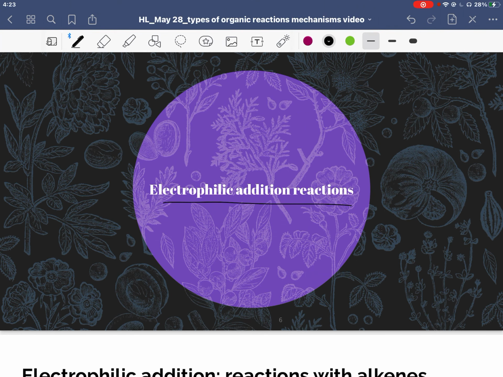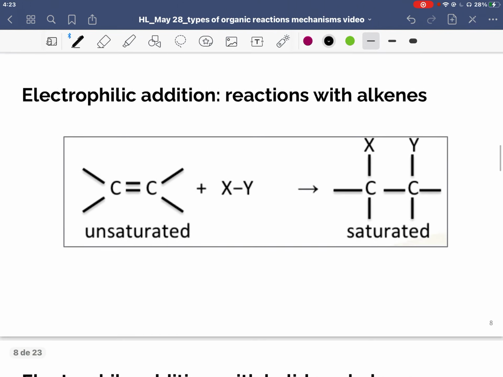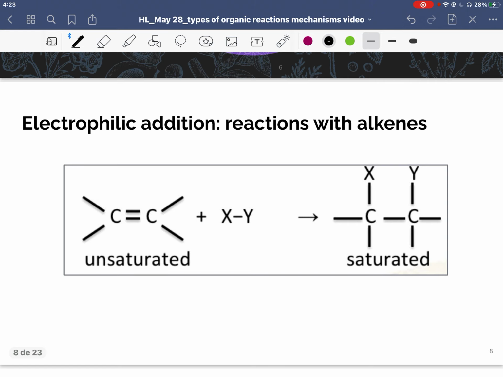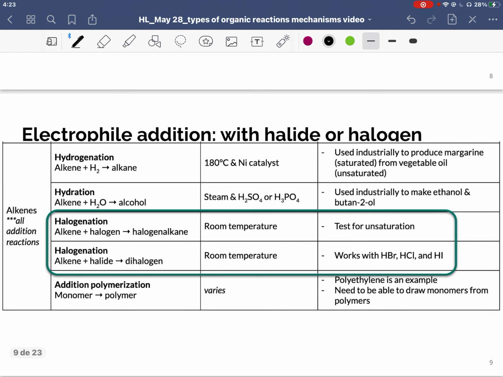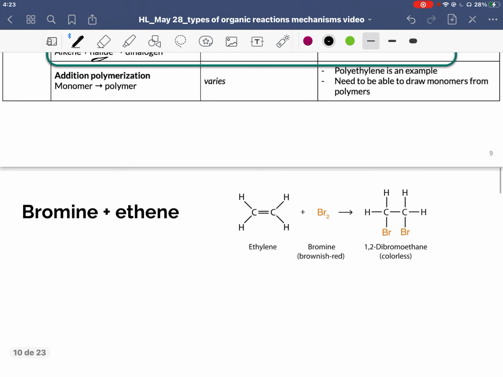Next mechanism, electrophilic addition reactions. So electrophilic addition reactions, we studied these in general. Unsaturated alkenes, something gets added across the double bond to become saturated. Let's look at the mechanism. We're going to look at the mechanism for halogenation with a halogen and with a halide.